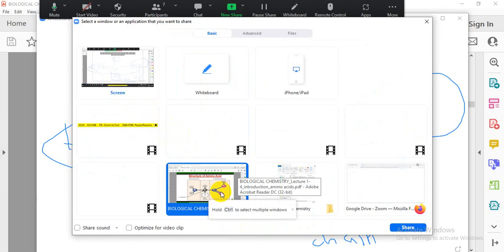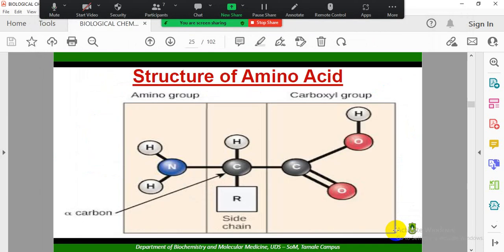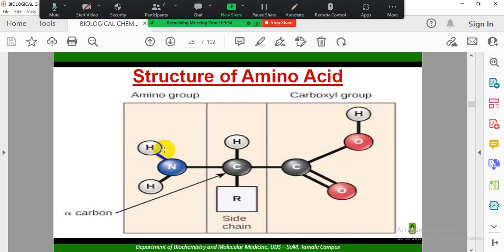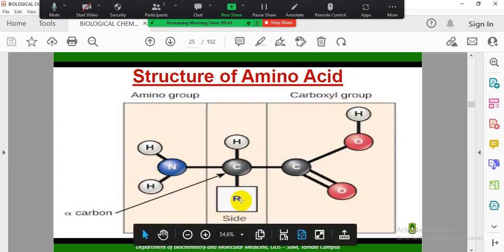So we are going back to our slides. I guess you can see the structure now. This is the amino group, this is the C. This H does not change. The amino group does not change. The COOH, the carboxylic group, doesn't change. The only one that changes is the R, that's the side chain. And this carbon is called alpha carbon. It also doesn't change.